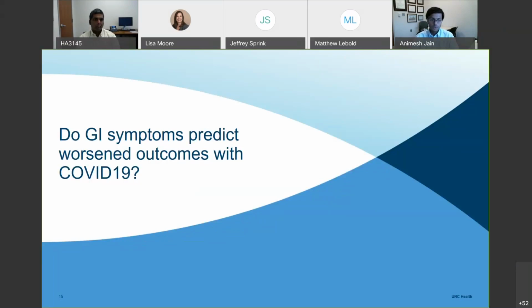The next question that I wanted to tackle is, do GI symptoms predict worsened outcomes? So we've established that GI symptoms are reasonably common. So the next extension might be to ask if GI symptoms actually portend a better or worse prognosis with COVID-19. And we do actually have some emerging data on this. Next slide.